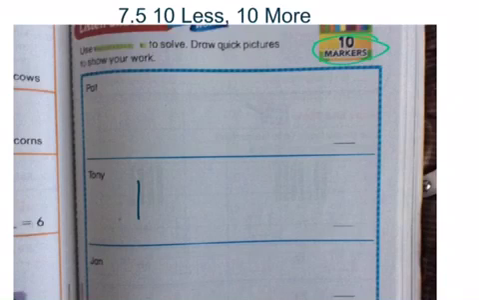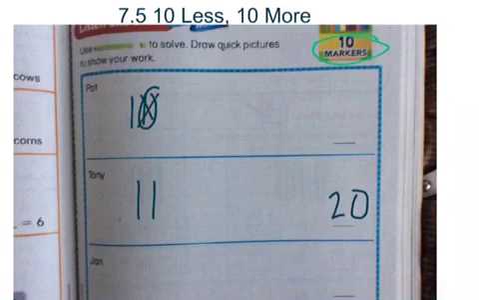He has 1 box of markers, that's 10. Second box of markers, 20. So Tony has 20 markers. Now we want to find out how many Pat has. We can draw out Tony's 20, and then cross off 10, and we know that Pat has just 10.